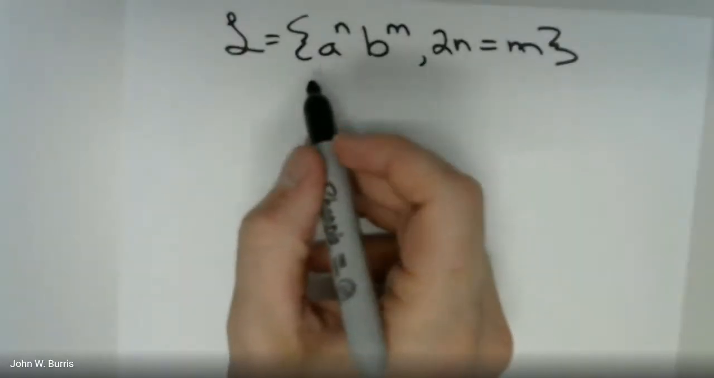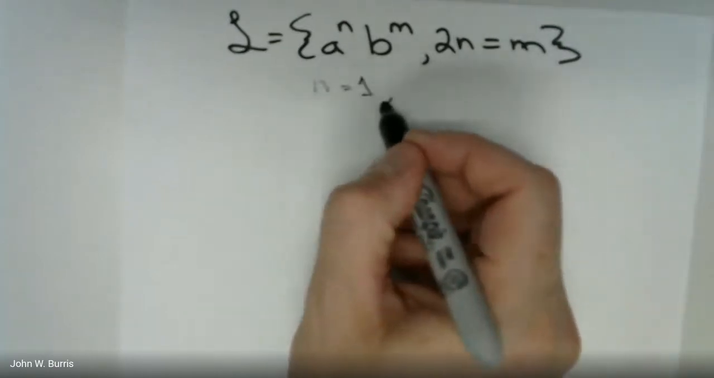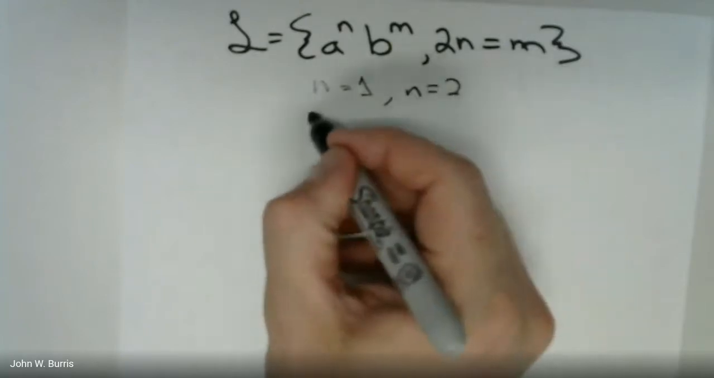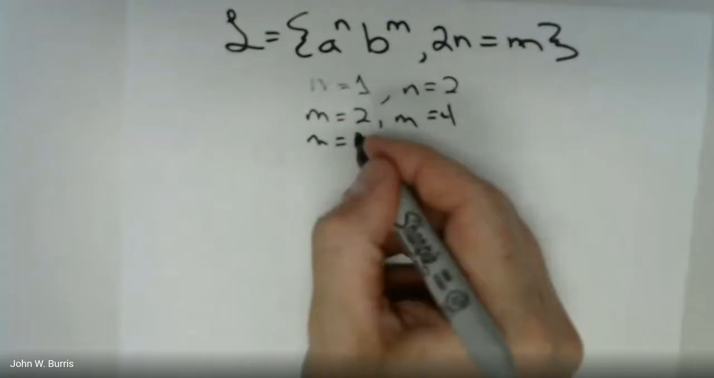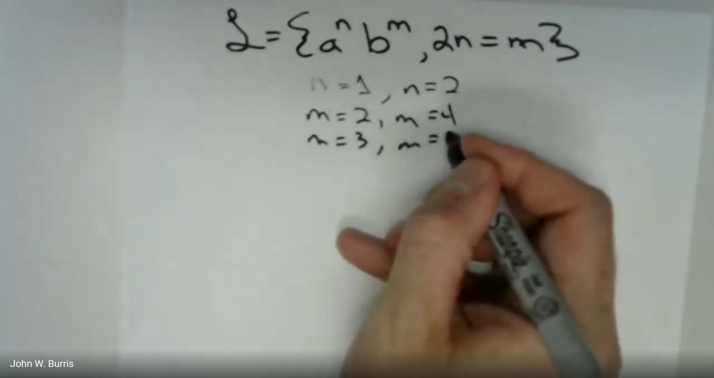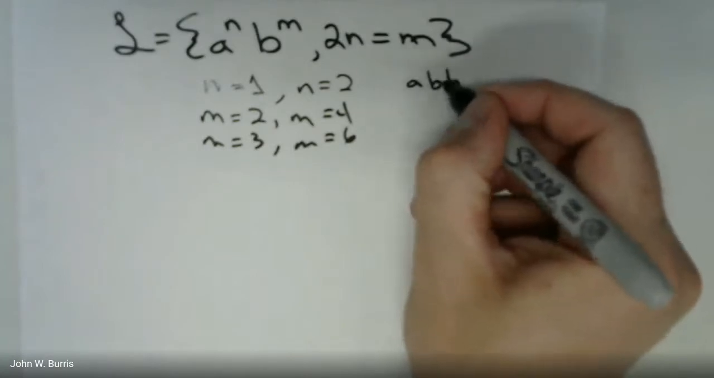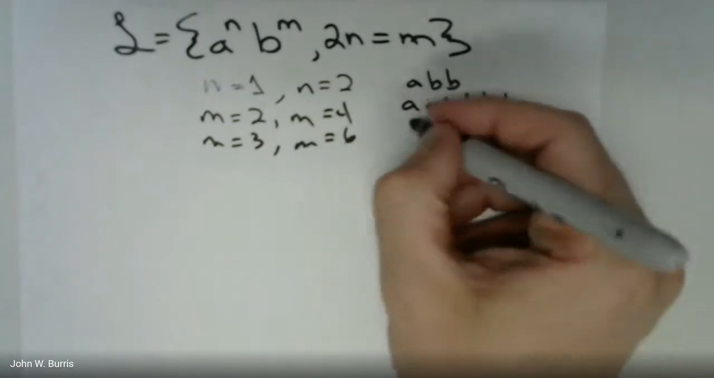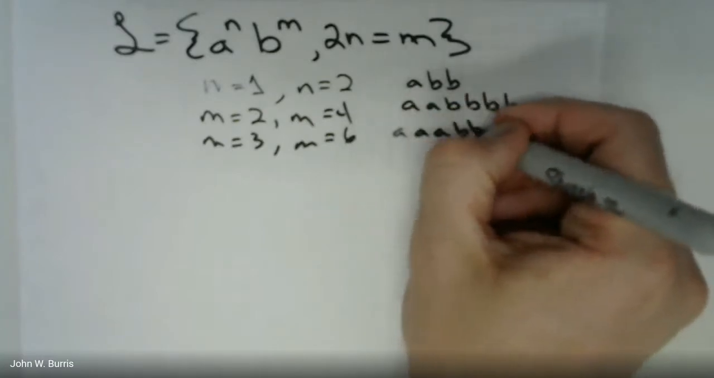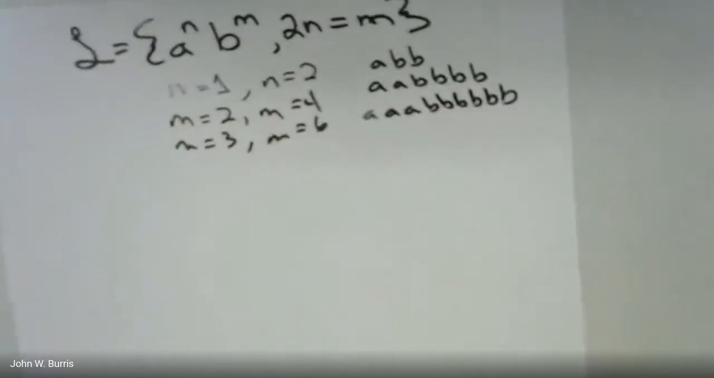All right. So to be clear about what it is, if m is equal to 1, that means n is equal to 2. If m is equal to 2, then that means n is equal to 4, and so forth. This means that it looks like this. The language is A, B, B, A, B, B, B, B, and then A, and then 6 B's. That's the language that we're dealing with.